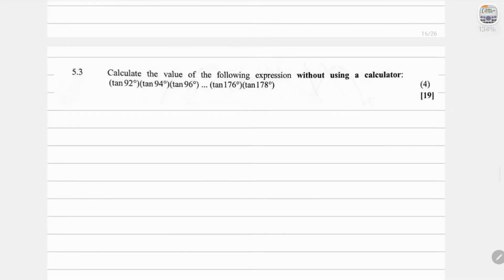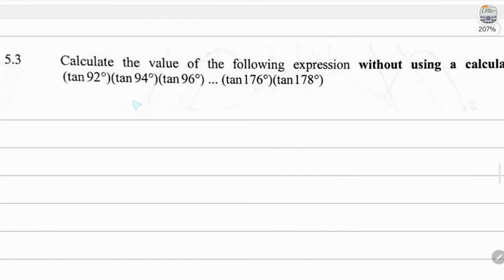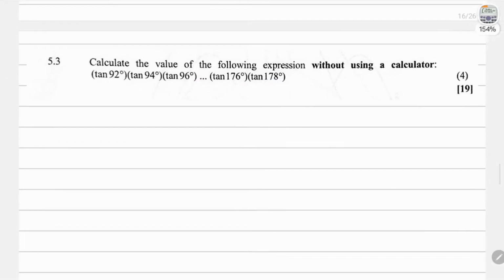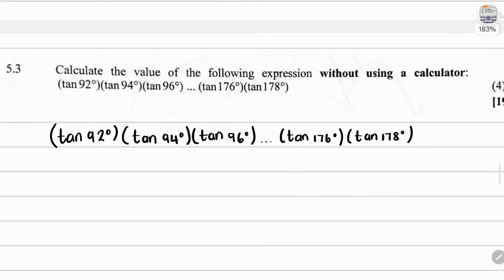Then we're on 5.3, and 5.3 says, calculate the value of the following expression without using a calculator. Okay, so you see there are a whole lot of tans, tan 92 degrees, tan 94, 96, all the way to 178 degrees. I think there was a question like this before. Okay, but let's just write down this first and then we'll see what is going on here. Okay, so now we have it down.